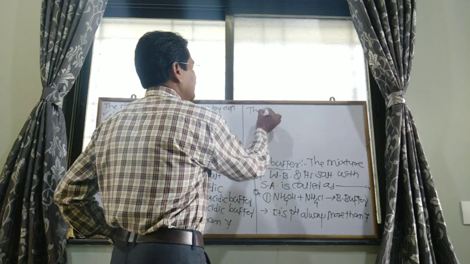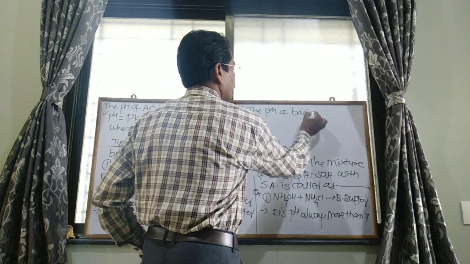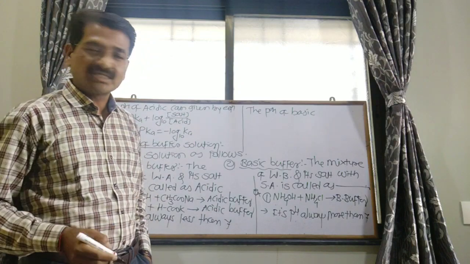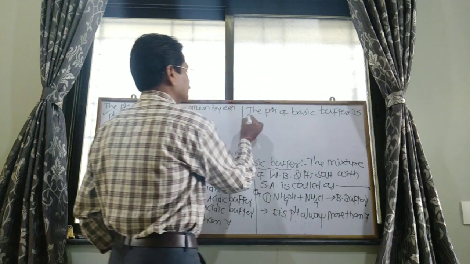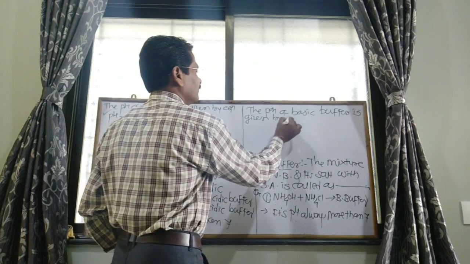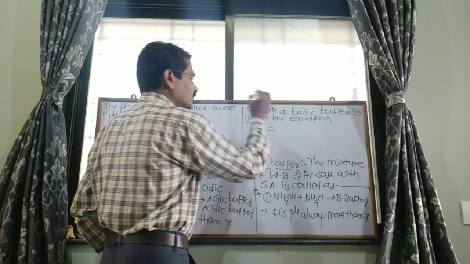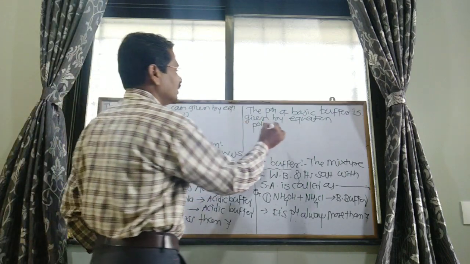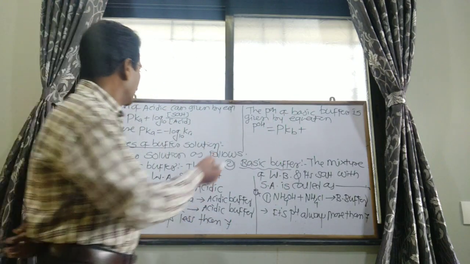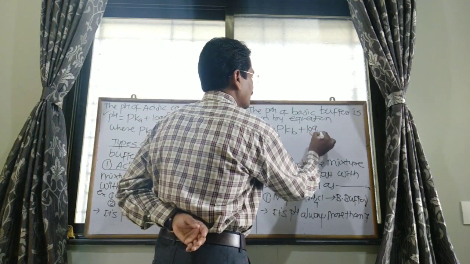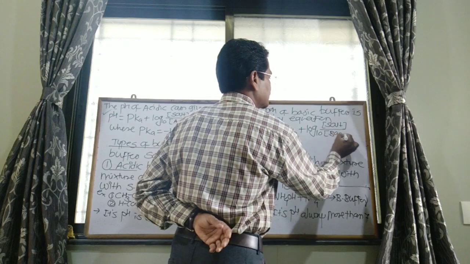The pOH of basic buffer is given by the equation: pOH is equal to pKb plus log to the base 10 of the concentration of salt divided by the concentration of base.